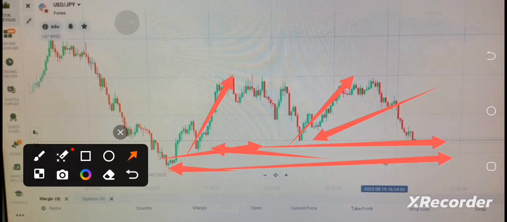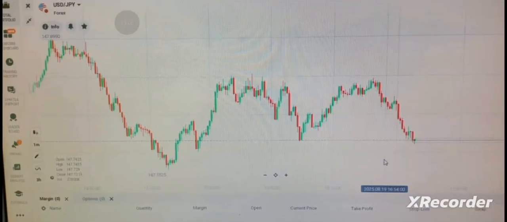Okay, all right, so let's look at a live market. Let's look at this same currency pair on a live market and see if we can explain it a little bit further.